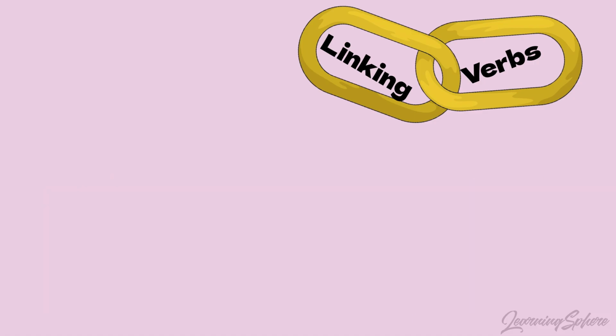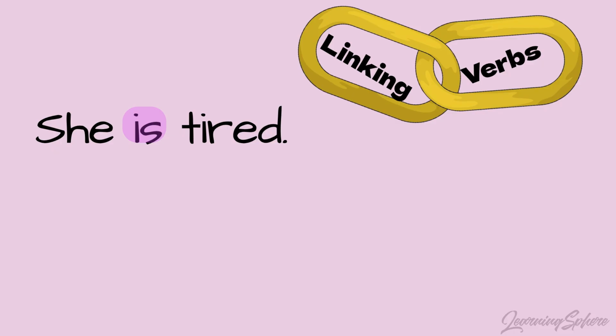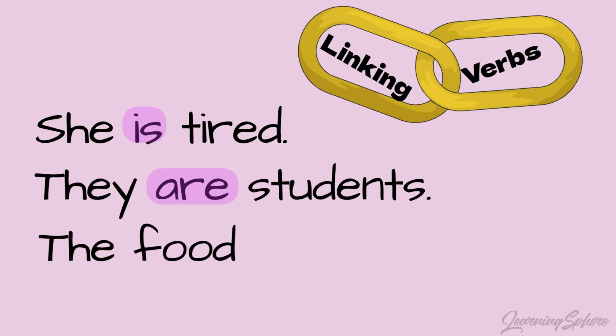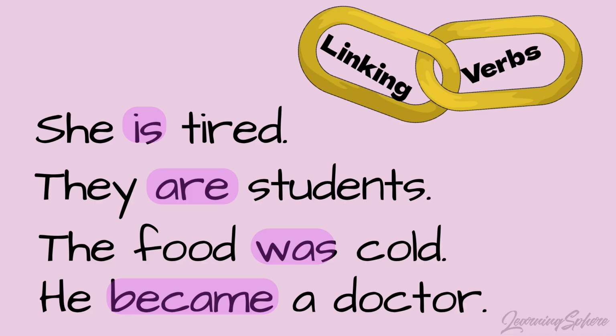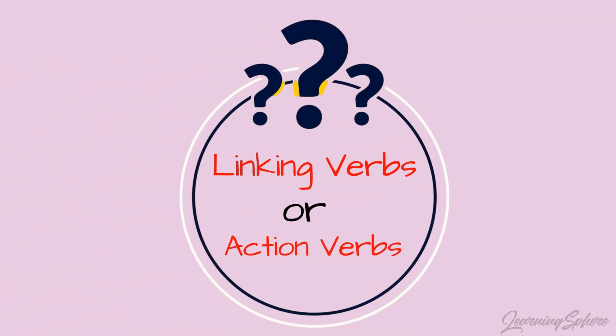Let's look at these examples. She is tired. They are students. The food was cold. He became a doctor. In each case, the verb links the noun to more information about it. Be careful though. Some verbs can act as linking verbs in one sentence and action verbs in another.